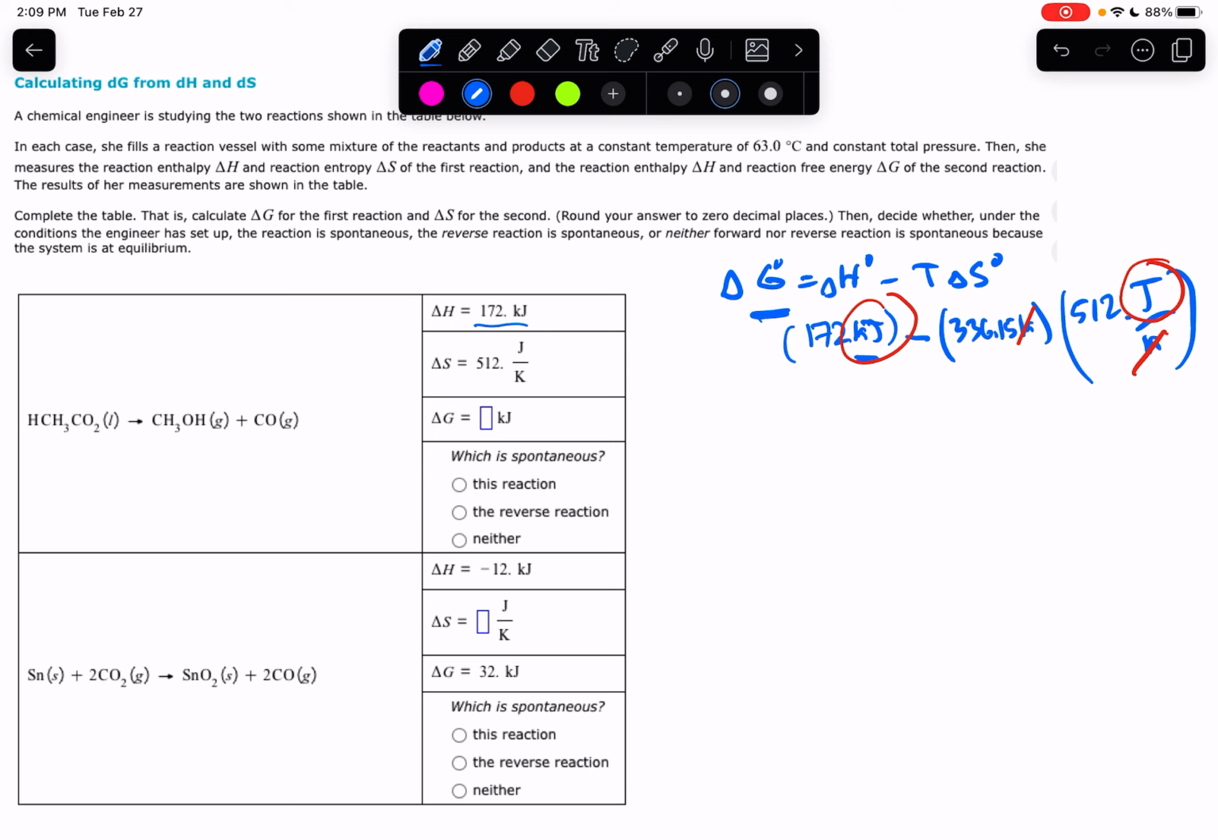Step number one is I'm going to convert everything into kilojoules. So we have our change in G is going to be equal to 172 kilojoules, and then we're going to multiply these two things out. We're subtracting. We're going to multiply this by this, and when we do that, we're then going to convert it in the next step to kilojoules. So let's do it first in joules. We have 1.721, and we could put more significant figures if we want to, 1 times 10 to the 5th joules.